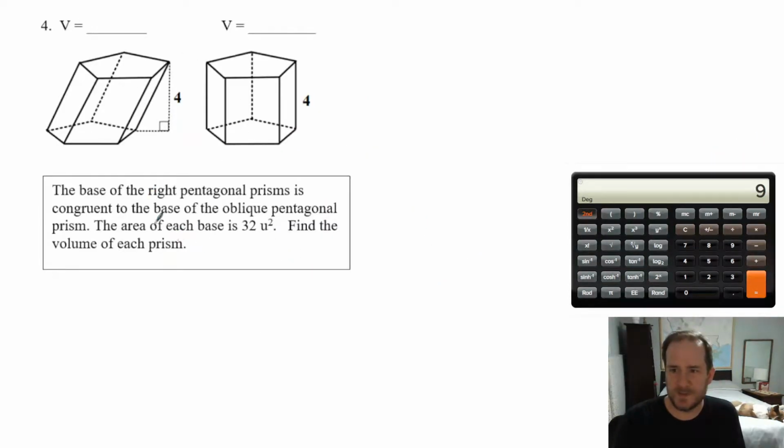Alright, looking at this. It says the base of the right pentagonal prism is congruent to the base of the oblique pentagonal prism. The area of each base is 32 square units, so find the volume of each prism. Okay, fine, whatever. They said the area of the base is 32. Well, don't we have a formula that says the volume is base times height? So they handed us the base. We don't need a formula to find the base area. They told us that it's 32. So you can literally just plug the 32 in for the B. Then we want to multiply by how tall we are, so you'll plug in the 4.